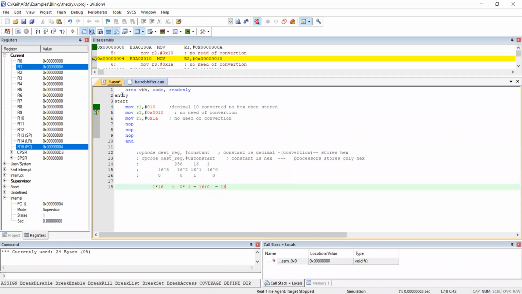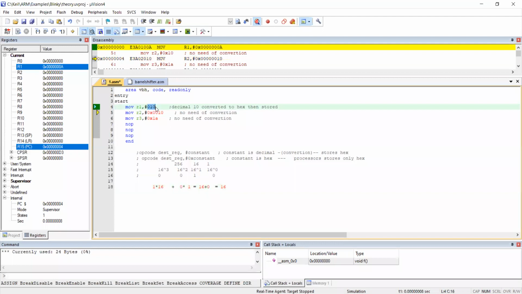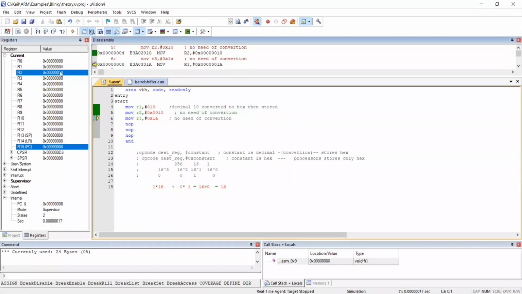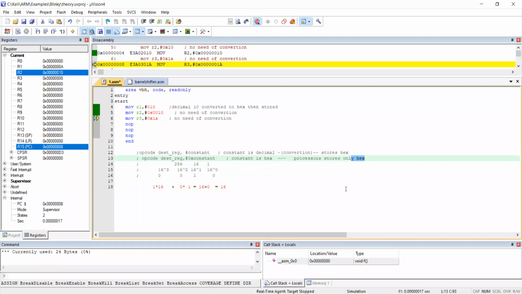So what is only 010? 0 1 0 is 10. 0x010 is 16. Okay, fine, let's continue. But you will get 10 here. Why? Because the number is stored in hex. That is the statement: the number is hex and it is also stored in hex, so no need of conversion. This conversion will not happen, so it is a direct value.